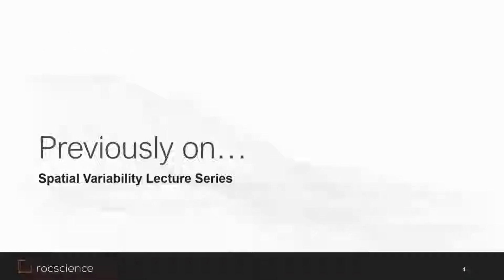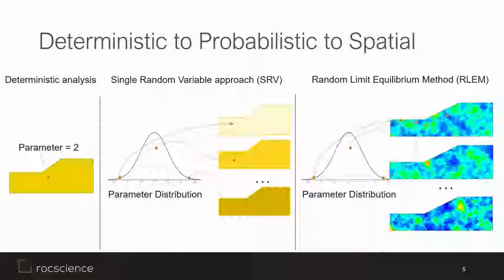Previously on a Spatial Variability lecture series. Previously, we talked about three different methods of deterministic analysis, single random variable approach, and random limit equilibrium method. In deterministic analysis, we assign only one value of soil property to the entire slope, and then we calculate factor of safety. In single random variable approach, we have several simulations, and in each simulation, we sample from the distribution curve of the soil property and assign it to the entire slope, and then we calculate factor of safety for each simulation and a probability of failure at the end of the simulations.